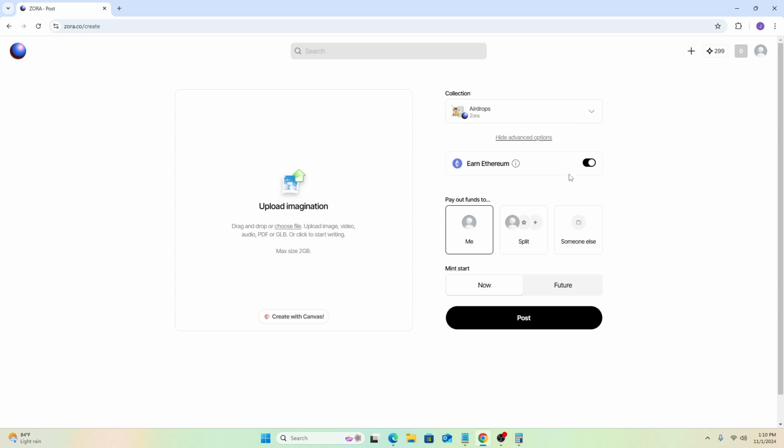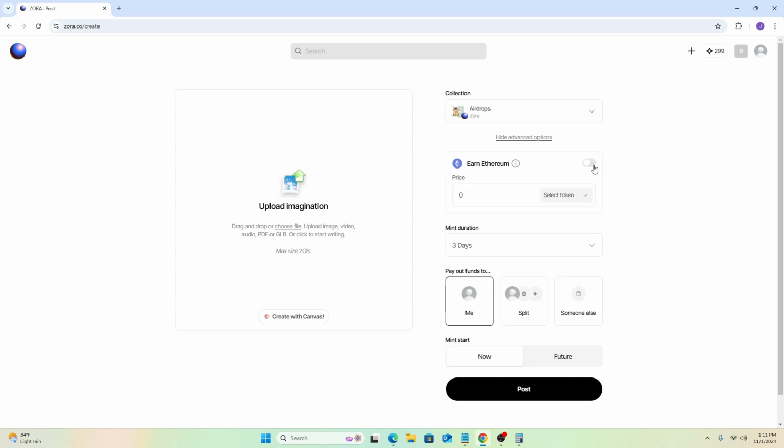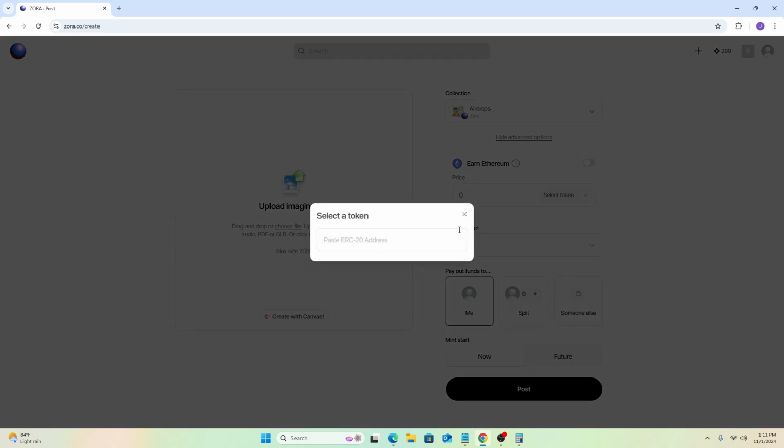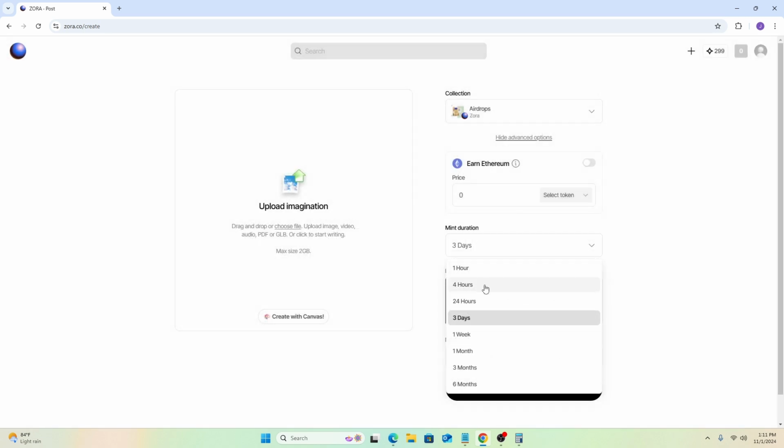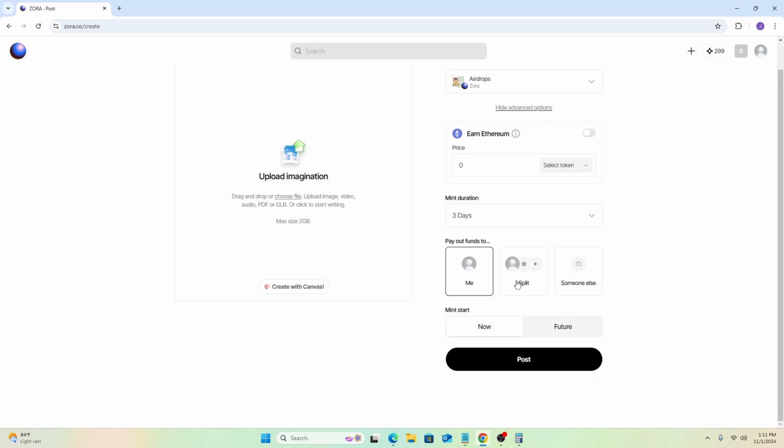Now, if you want to adjust the settings of the duration of the sale and all that, you can click here. You don't necessarily have to receive ETH as your rewards. You can also receive another token. You just need the contract address. In this case, this has to be a Zora related token. If you are on the Base collection, a Base related token. Okay, so you can change the mint duration here. Maybe 24 hours is better. And then you can split. If you want different people, if it's a joint effort, you can split the rewards and all.